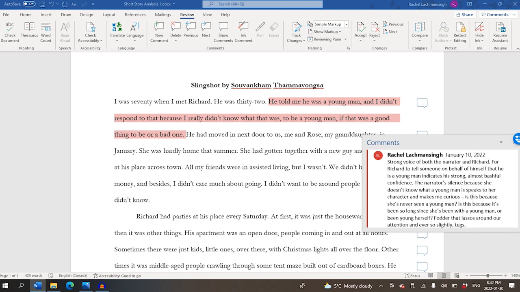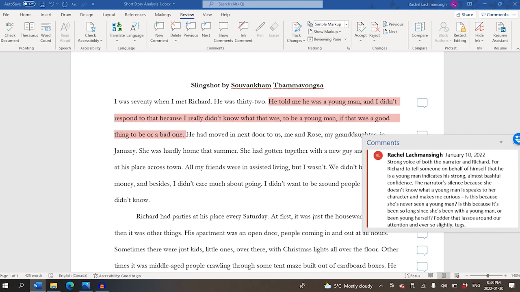So essentially, here Suvankum lassos around the reader's attention and ever so slightly tugs us into the story, because this is bringing up a larger conflict. And it's just a very simple sentence. He told me he was a young man. That's just a fact. And I didn't respond to that because I really didn't know what that was. I think that is pointing to, I really didn't know what that was. That line points to something deeper in terms of theme.